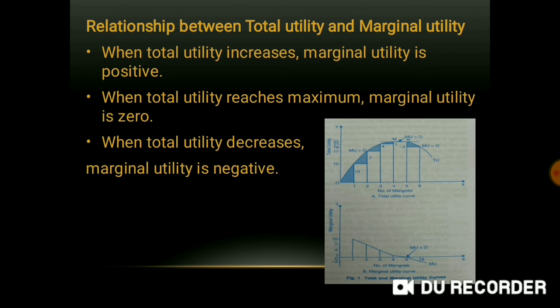That is, whenever total utility increases, marginal utility is positive. When total utility reaches maximum at point M, marginal utility becomes 0. And whenever total utility starts to fall from point M, then marginal utility becomes negative. So these are the three relationships between total utility and the marginal utility.